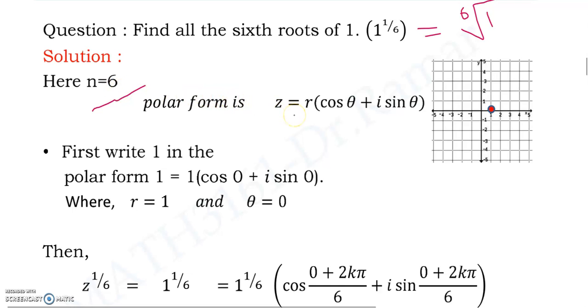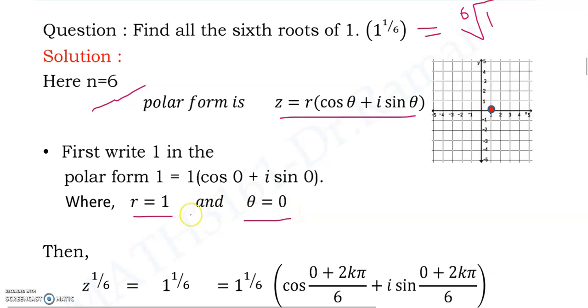Now we have to write the given complex number first in polar form. To write the polar form, we have to find r and theta. We know how to find r: r is equal to the square root of a squared plus b squared. Here we only have the value of a, b is 0, so r is equal to 1. Theta is equal to 0, because the real part is 1, so this is on the real axis, and the angle is 0.